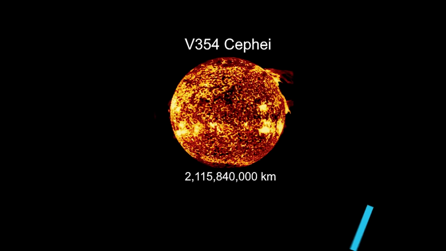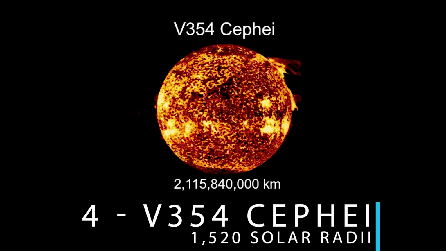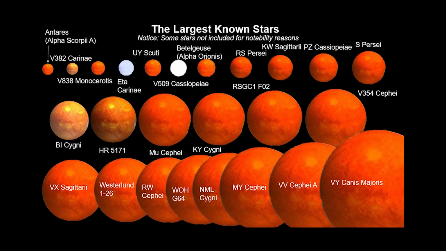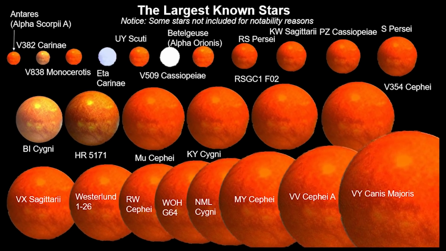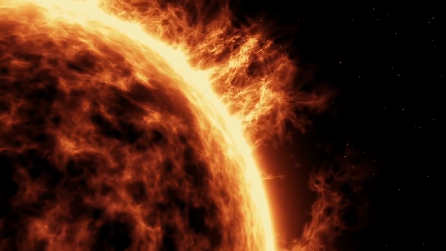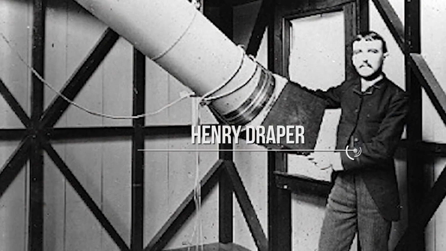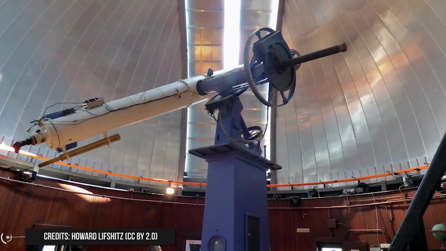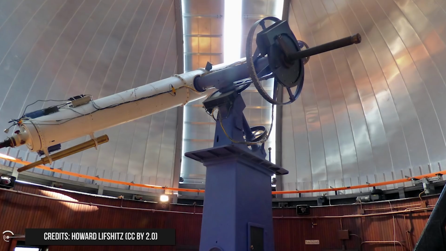Number 4. V354 Cephei, 1,520 solar radii, a red hypergiant in the constellation Cepheus. V354 Cephei is an irregularly variable star, which means that it pulsates on an erratic schedule. It was referred to only by its listings on relatively obscure catalogs. It is too faint to be included in catalogs such as the Henry Draper Catalog or Bonner Durchmusterung. It was included in a 1947 Dearborn Observatory survey as star 41575, but that ID is hardly ever used.